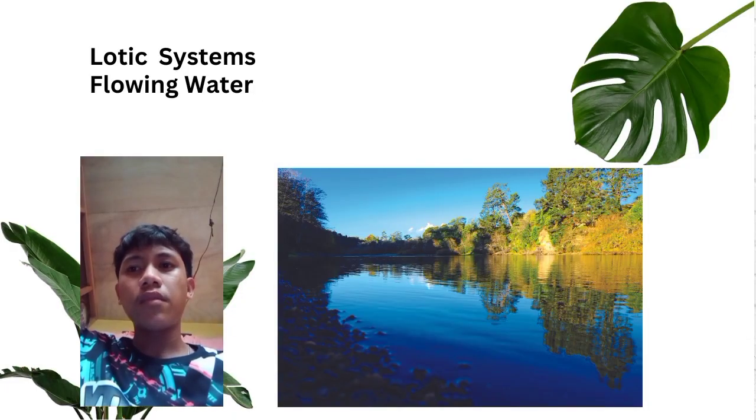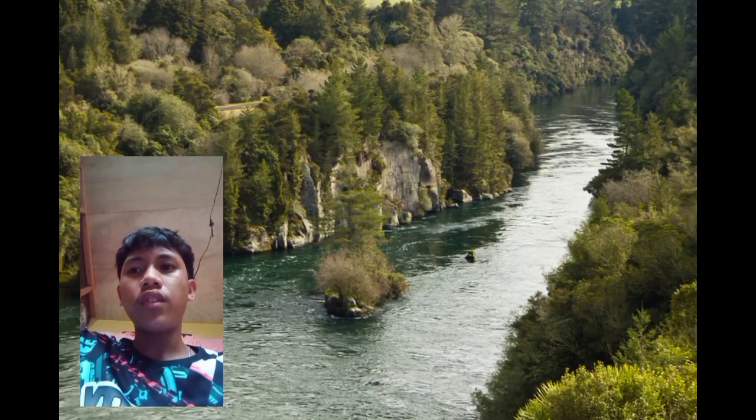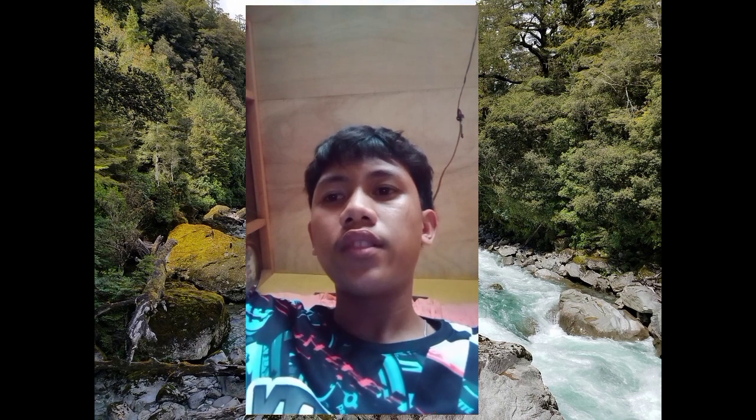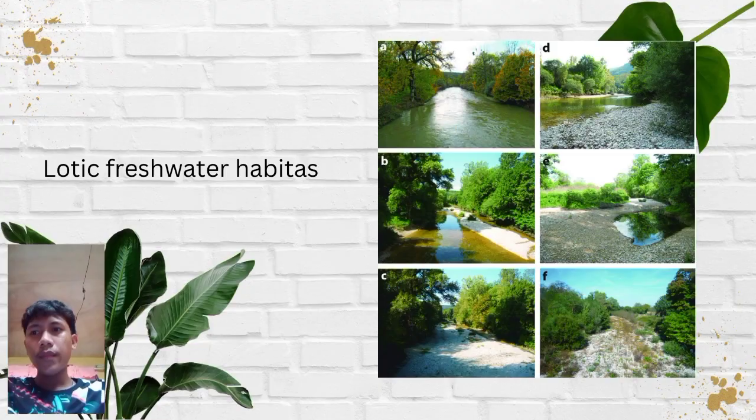Lotic ecosystems are characterized by flowing waters. Examples include rivers, streams, brooks, and springs. Here, the oxygen level is higher due to the continually moving water of the current, and the water is clearer. The flow of the water is different depending on the areas of the river or stream.